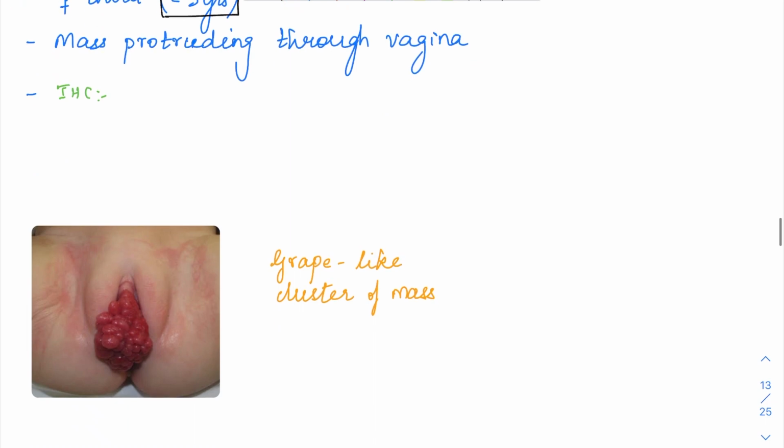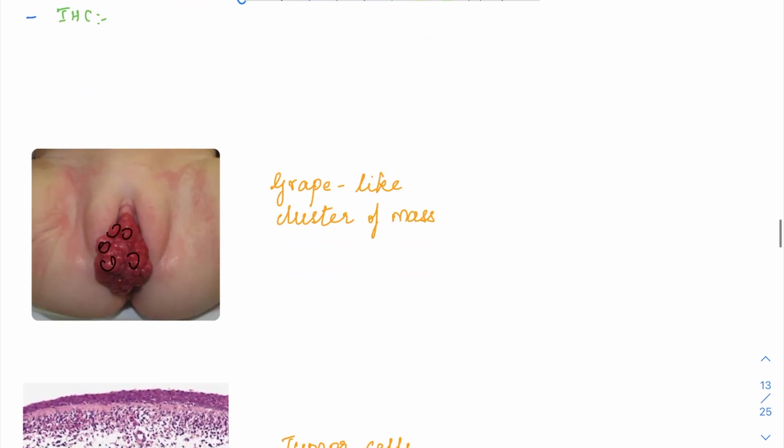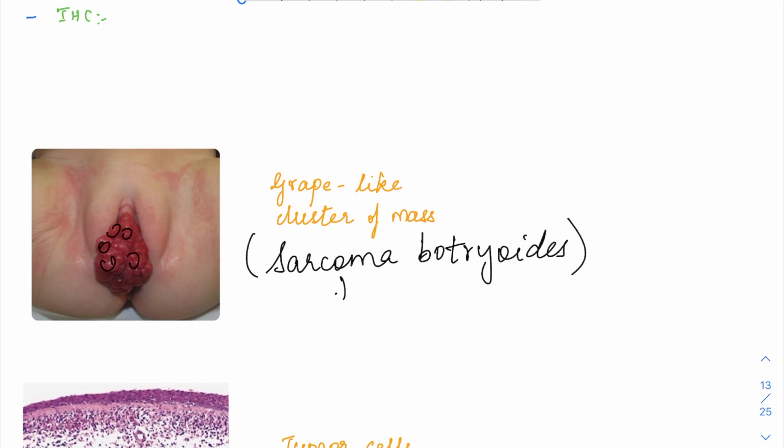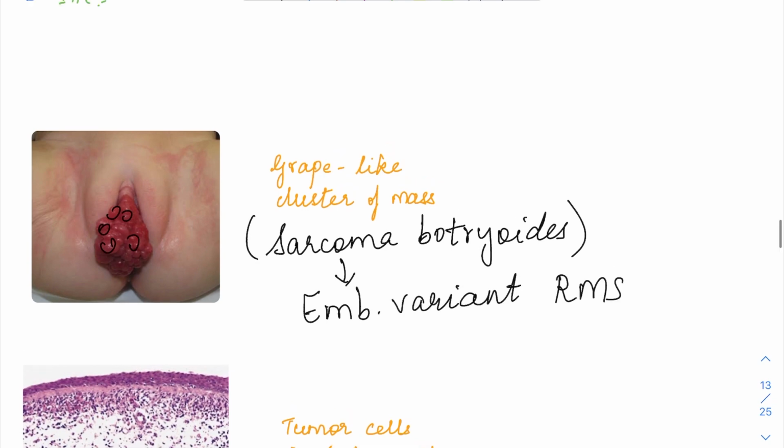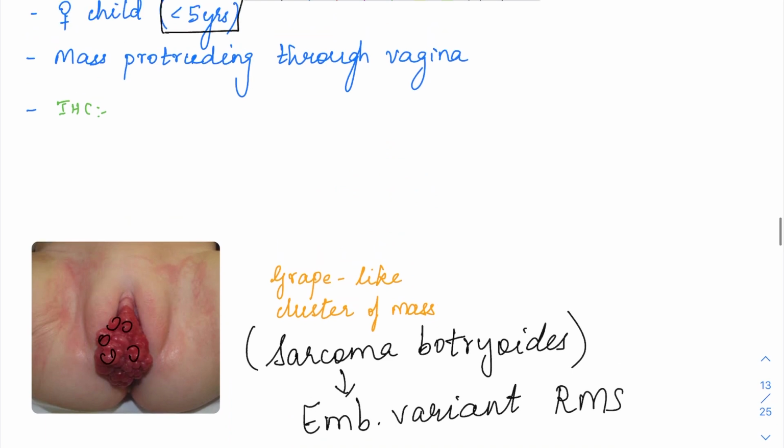So this kind of an image. So grape-like cluster of mass is going to be present, which is protruding from the vagina. And that is why it is given the other name as sarcoma botryoides. Sarcoma botryoides. It is going to be an embryonal variant of rhabdomyosarcoma. Okay. We have embryonal variants of rhabdomyosarcoma. Under this, the sarcoma botryoides is going to be of the embryonal variant.